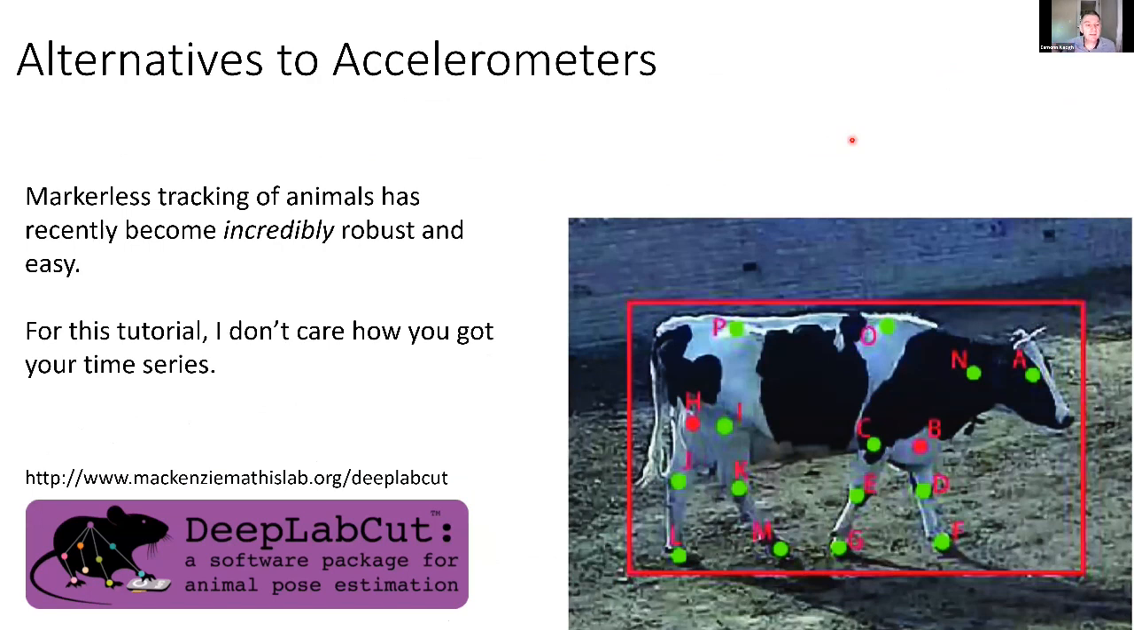I want to mention in passing that although I've mostly worked with accelerometers in the past, recently markerless tracking of animals has become incredibly robust. And of course, it's very cheap and easy. This particular software package, DeepLabCut, is really amazing. It works on fish, insects, amphibians, reptiles, cows, whales. It's an incredibly general and simple package. I highly recommend it. And this will, of course, produce time series from this cow and so forth. For this tutorial, I don't care how you get your time series. It's all the same to me.